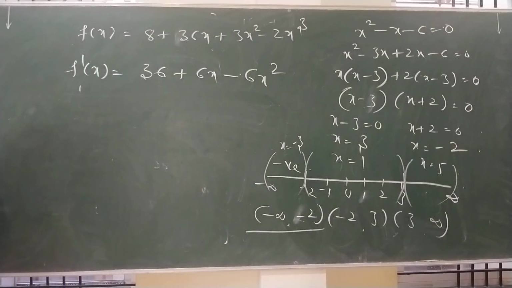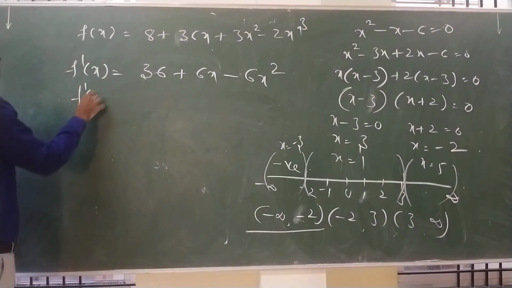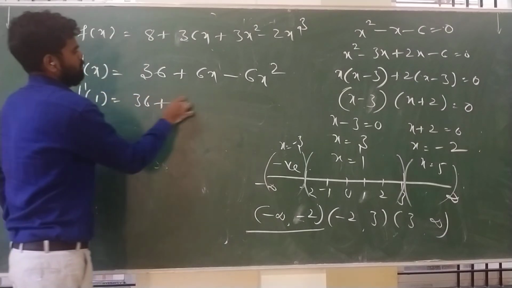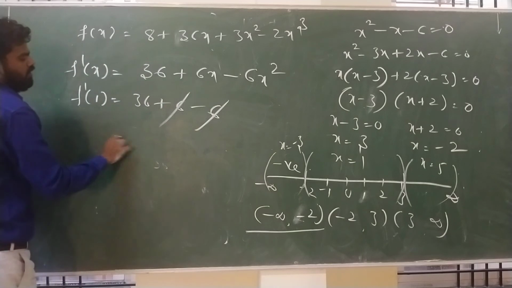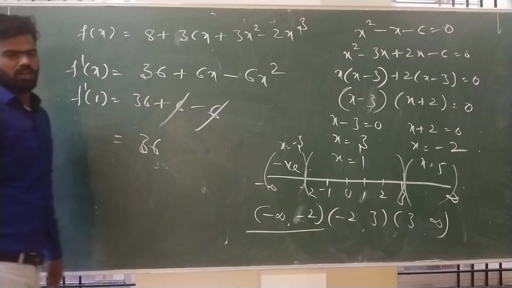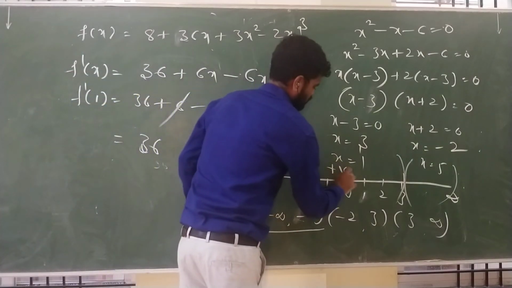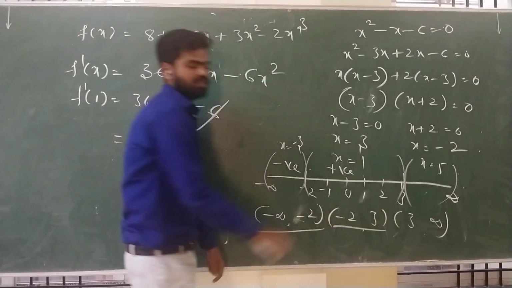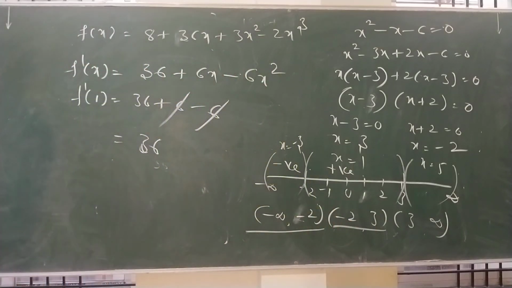Next, take the second interval. Which value? f dash of 1. So 36 plus 6 minus 6 get cancelled, equal to 36. So the second interval is positive. Positive means minus 2 to 3 is strictly increasing. Next the last one, x equal to 5.